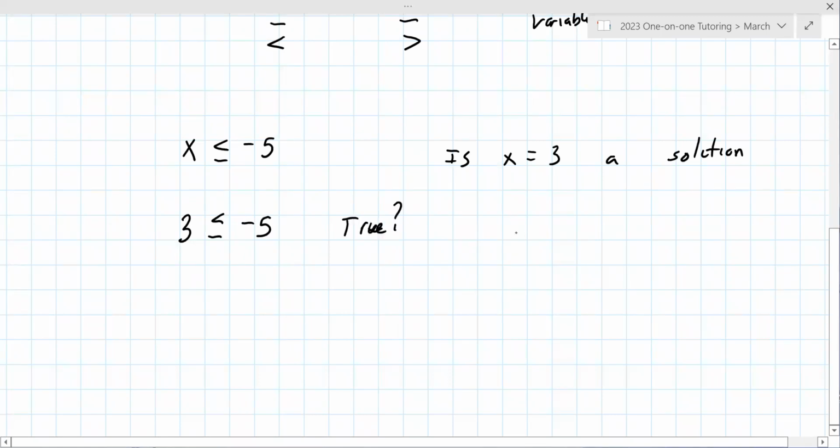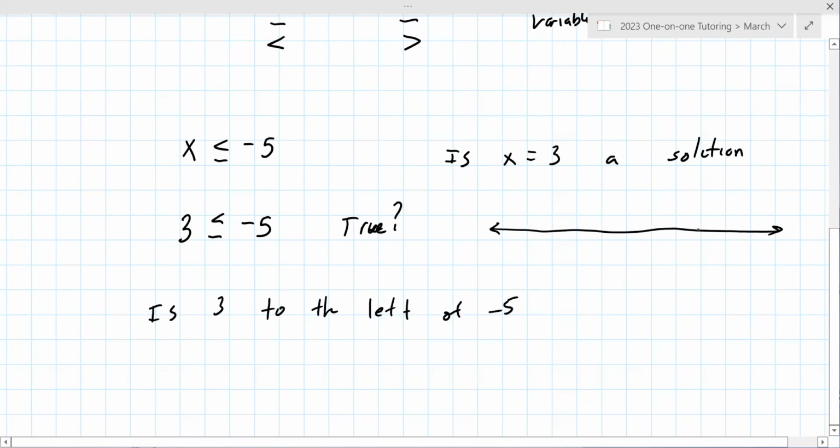And the answer is based on where they lie on the number line. The other way to think about this, in terms of the wording here, is, is 3 to the left of -5? So on a number line, here's 3 and here's -5. Is 3 to the left of -5? No, it is not. So this is not true. It's false.